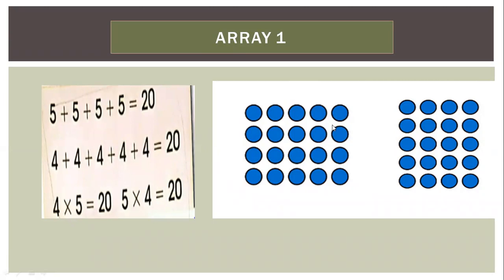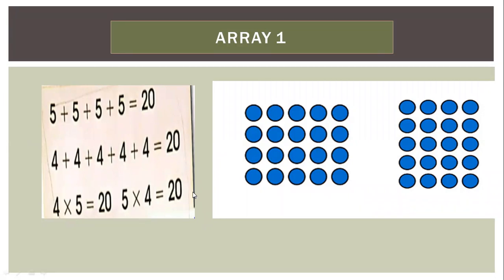You can see here in the first diagram, we have 5 columns, 1, 2, 3, 4, 5. And how many rows do we have? 4. 1, 2, 3, 4. So we can add 5 four times, or we can add 4 five times. We can multiply 4 with 5 or 5 with 4. Our answer is going to be the same, that is 20.